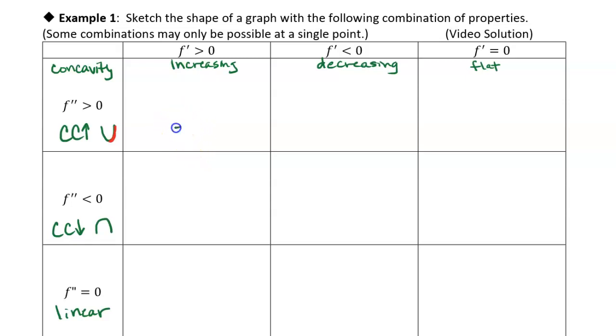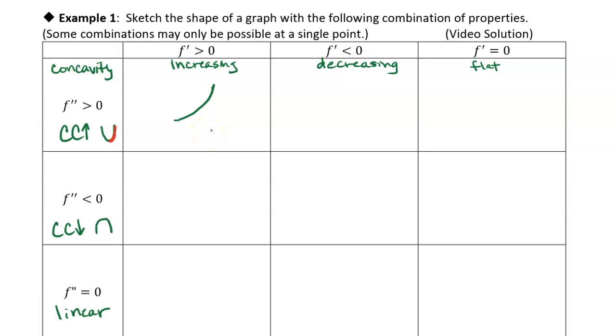It looks like the right half of the U, right? It looks something like that. Maybe not quite that vertical at the end. Maybe I'll do it like that. Okay, so that would be an increasing and concave up curve.